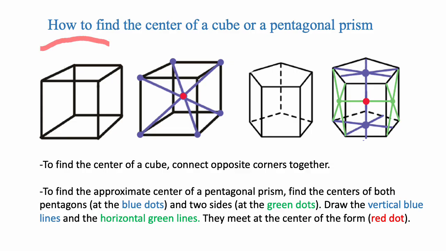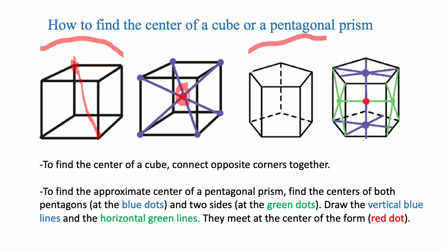So a little harder, how do we find the center of a cube? And what you do is you take opposite sides like here and here, and you connect them together. And if you do that with a few opposite sides, then you will find the center of the cube.